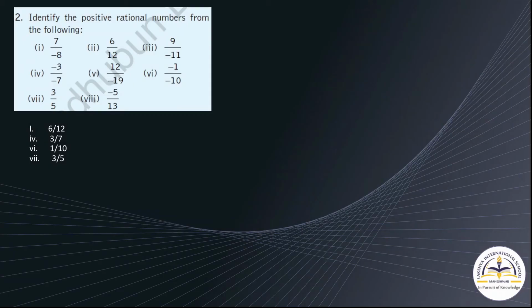Question number 2, identify the positive rational numbers from the following. 7 by minus 8, 6 by 12. Now here you can see 7 by minus 8 is a negative rational number. Now we have to find the positive rational numbers. So positive will be 6 by 12 and also minus 3 by 7.